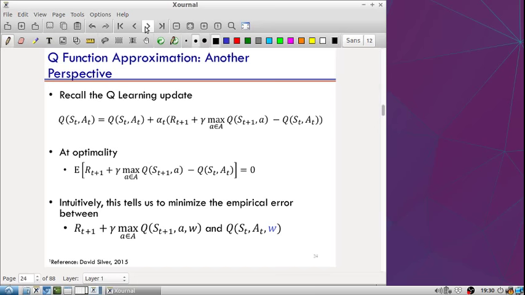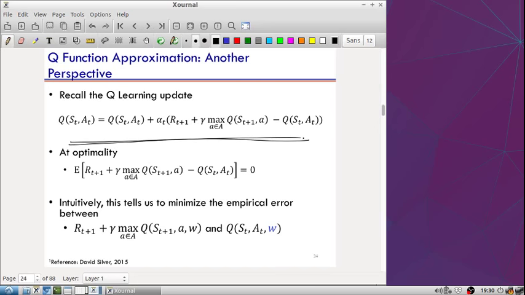Okay, before I get to DQN, let's understand this slide. The previous slides were just saying, if you had a function approximator, how do you figure out the weights of that approximator? But that's not very difficult. So let's come back to this Q-learning update rule. This was the update rule, right?